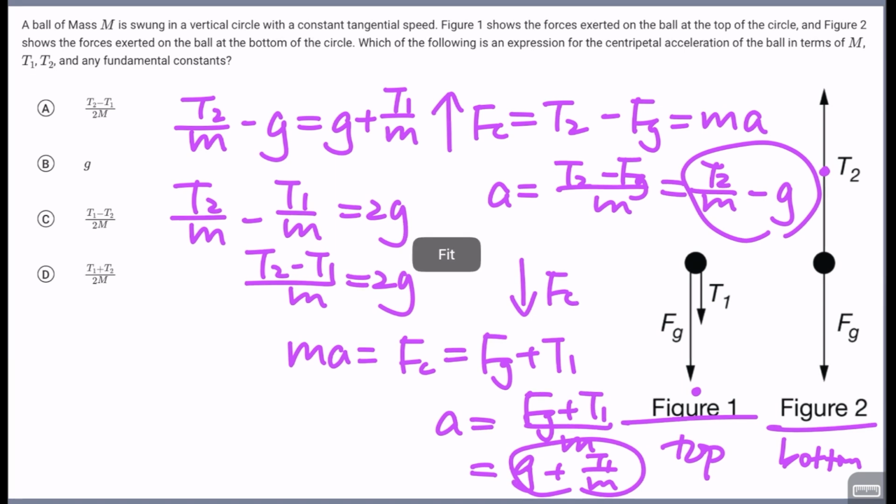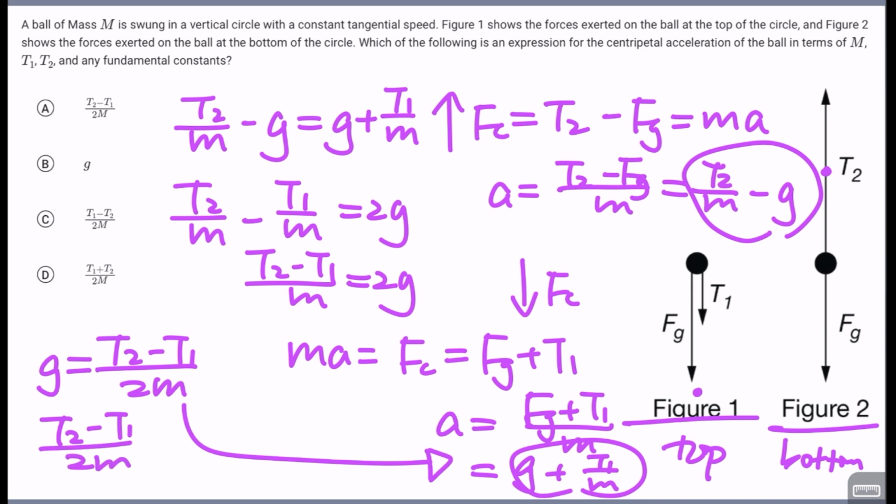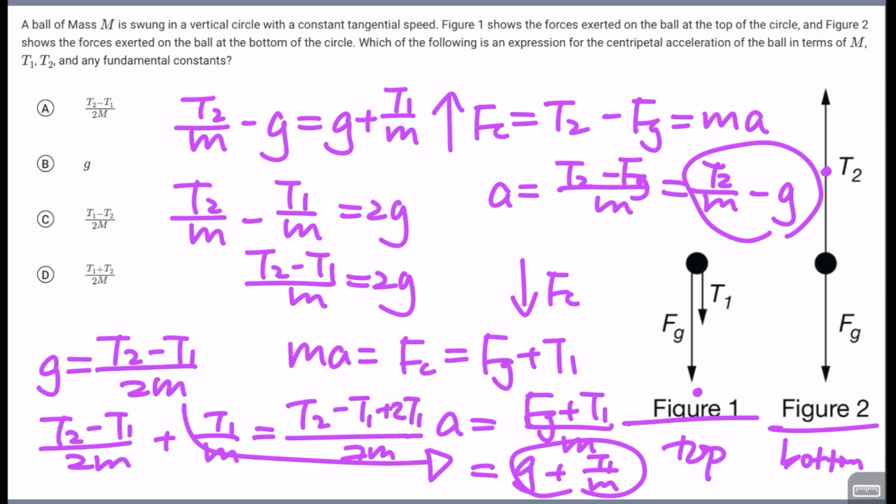So g would be equal to (T2 minus T1) divided by 2m. And then I'm going to plug that in this formula. Then I get (T2 minus T1) over 2m plus T1 over m, which is (T2 minus T1 plus twice T1) over 2m. So this is equal to (T2 plus T1) over 2m. So the answer would be D.